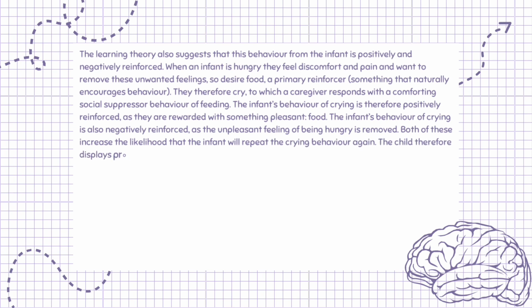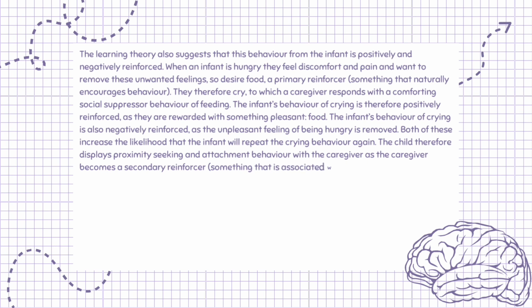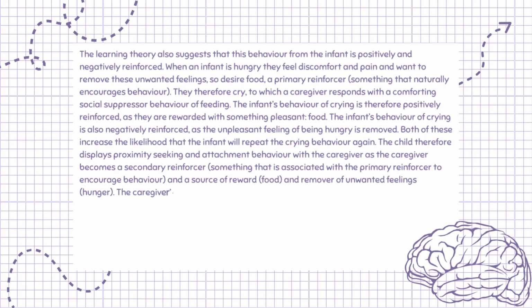The child therefore displays proximity-seeking and attachment behavior with the caregiver as the caregiver becomes a secondary reinforcer, something that is associated with the primary reinforcer to encourage behavior, and a source of reward, food, and remover of unwanted feelings, hunger. The caregiver's behavior is also negatively reinforced.